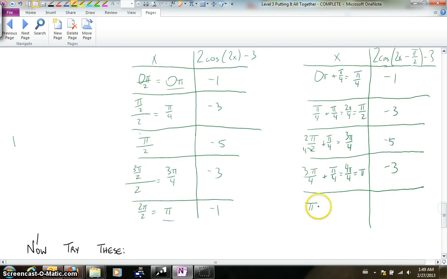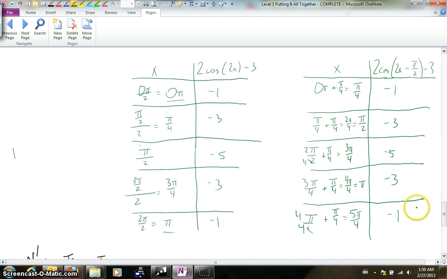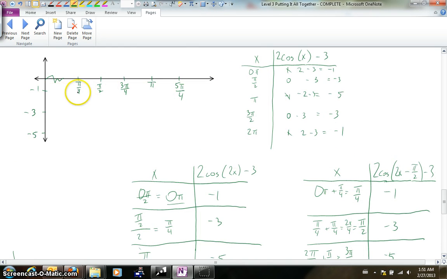And then finally, we have pi plus pi over 4. Common denominator, make that 4 pi over 4. We get 5 pi over 4 at negative 1. So these are our 5 coordinates. Let's get them on the graph quickly before I run out of time. So we were left with pi over 4 at negative 1, pi over 2 was negative 3, 3 pi over 4 was negative 5, pi was negative 3, and 5 pi over 4 was back to negative 1.